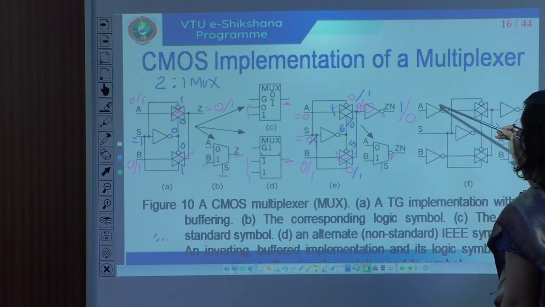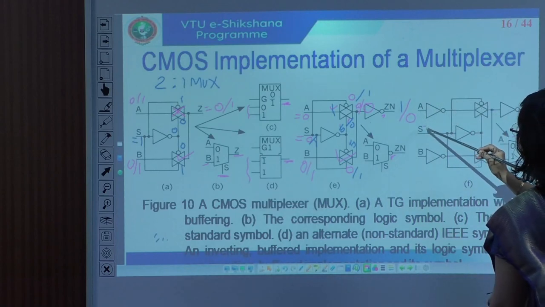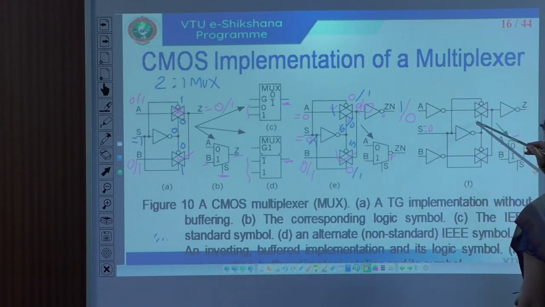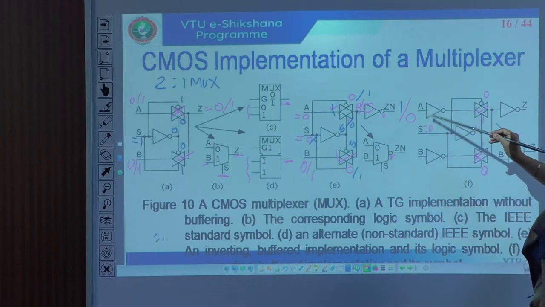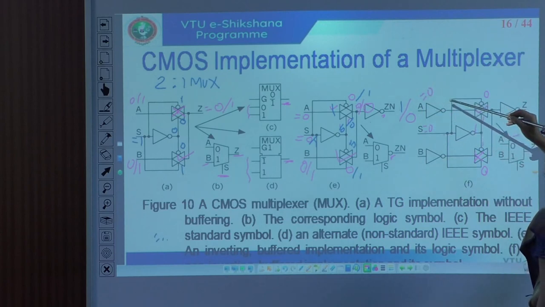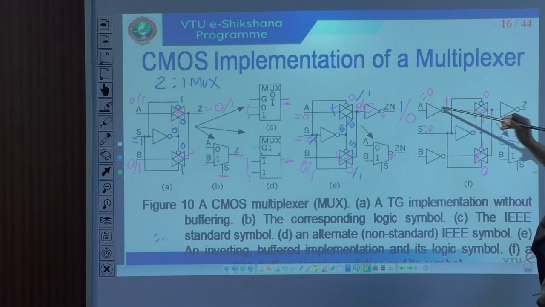So, whatever value we are giving here, suppose you give S equal to 0, this is 1. So, here it will be 1 and this will be 0, and this will be 1 and this will be 0. So, this will be turned on, whereas this will be turned off, that we know already. Now, if you give A equal to 0, the output of the inverter will be 1. Since this transmission gate is turned on, it will act like a buffer. So this is 1, so the output of the transmission gate is also 1, but due to this inverter you get the output as 0.